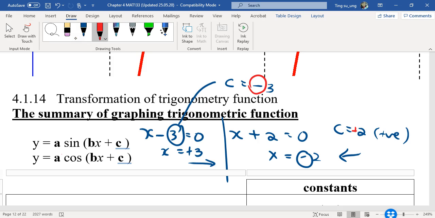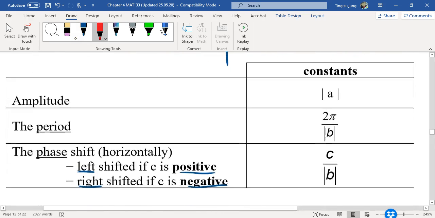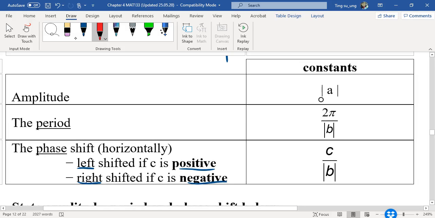Is that okay? So do remember you need to get the 3 formulas in. Okay, you need to remember the formulas.